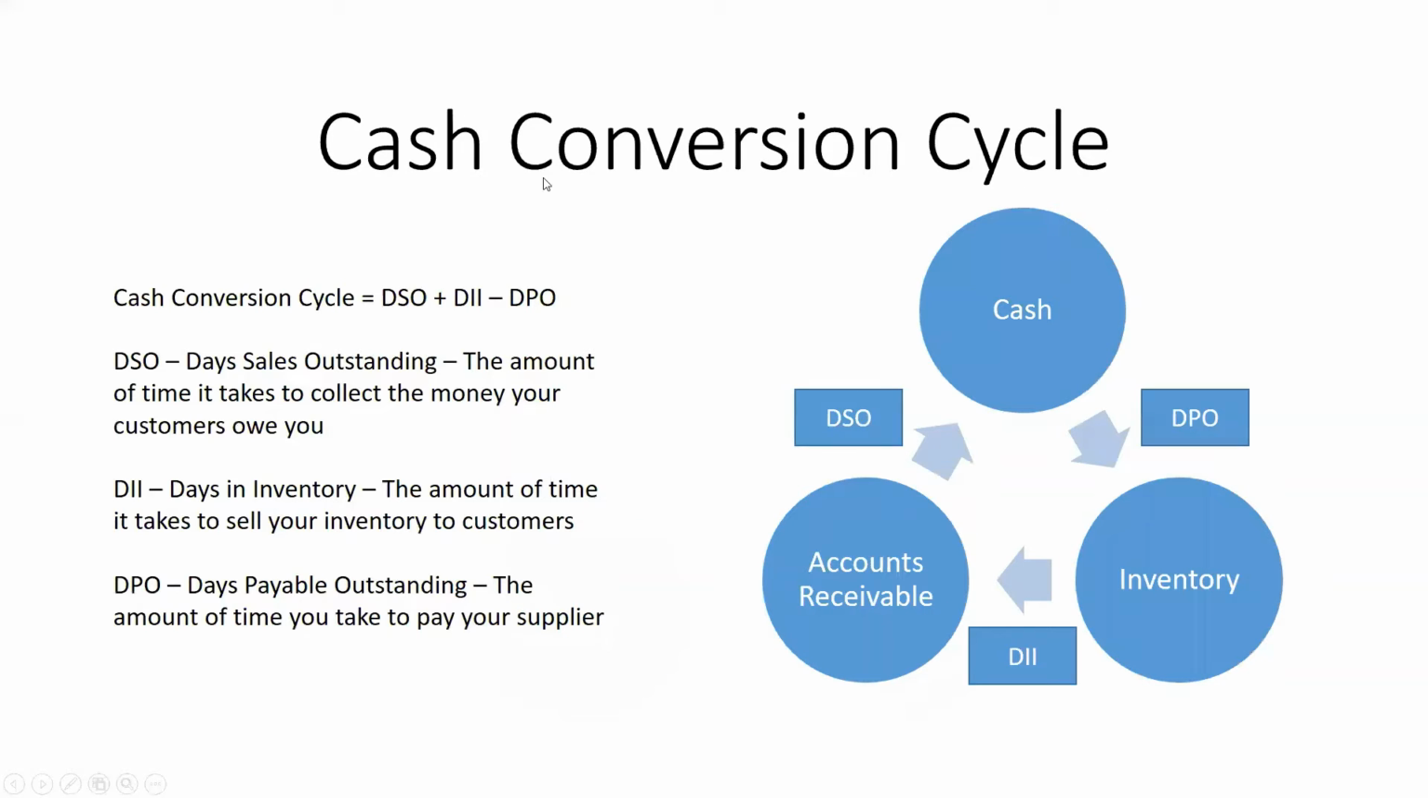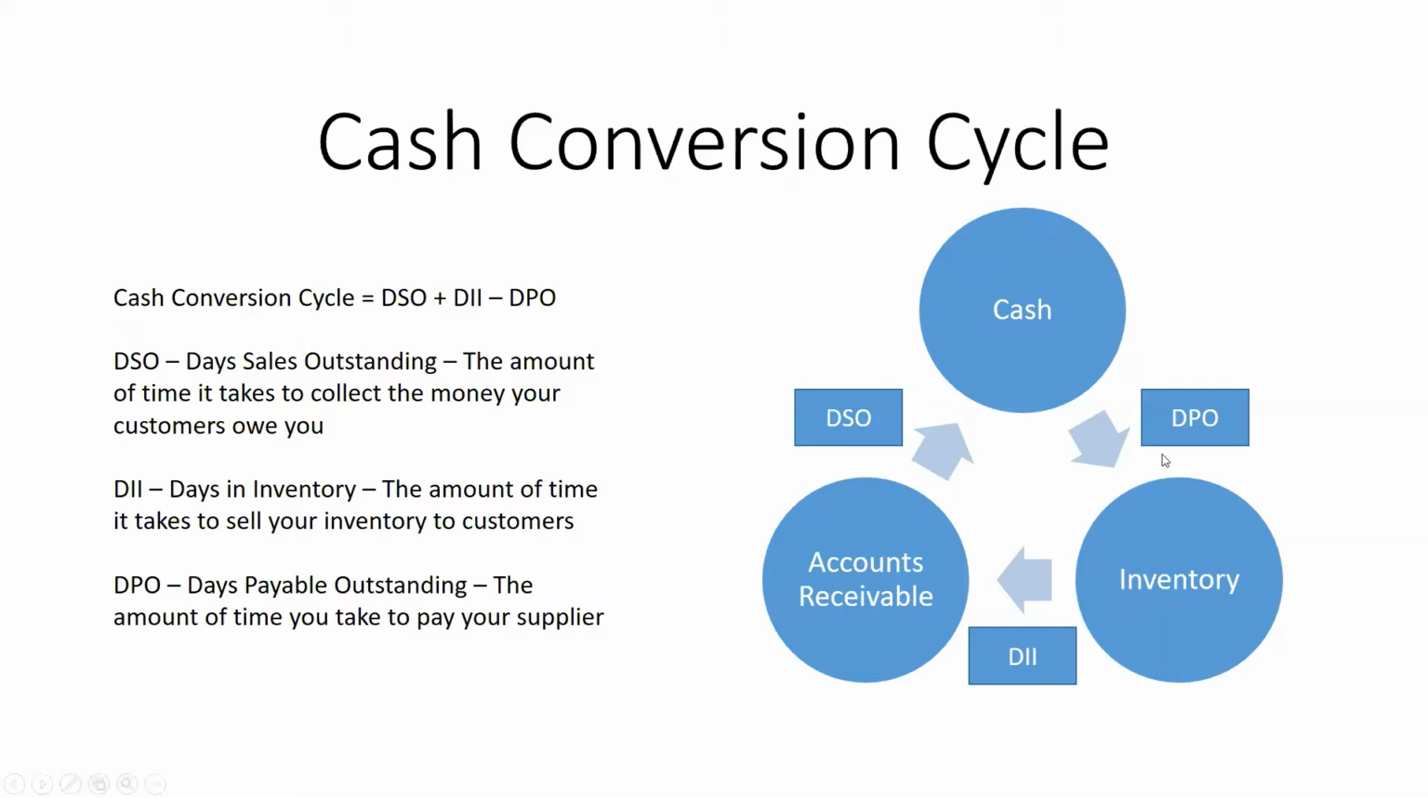All right, so mathematically, the cash conversion cycle comes down to this: days sales outstanding plus days in inventory minus days payable outstanding, where days sales outstanding means the amount of time it takes you to collect the money your customers owe you. And days in inventory, DII, is the amount of time it takes to sell your inventory to customers. And days payable outstanding is the amount of time you take to pay your suppliers.